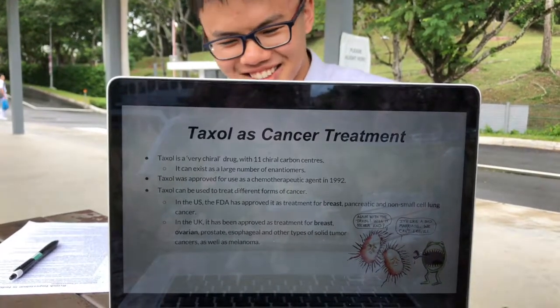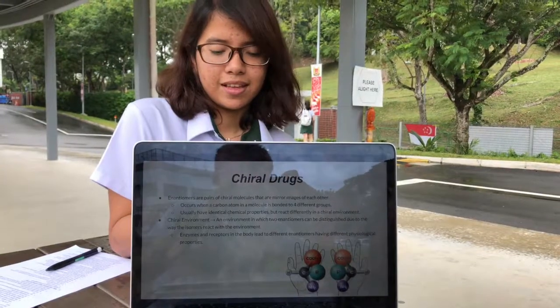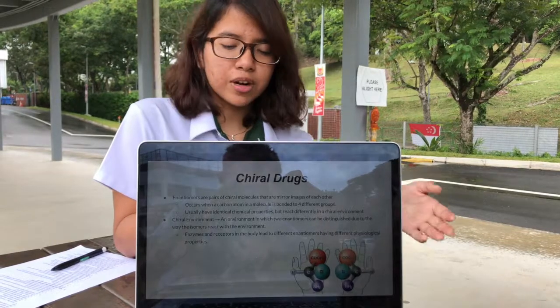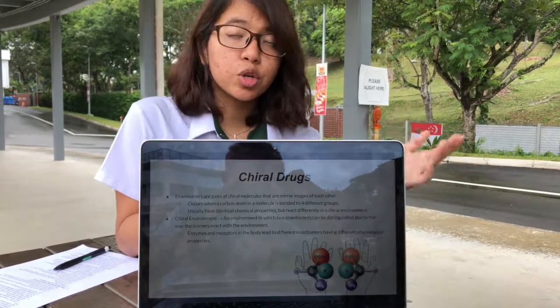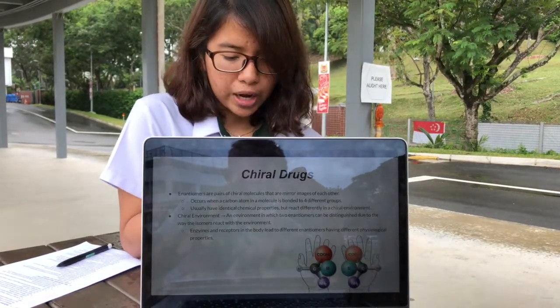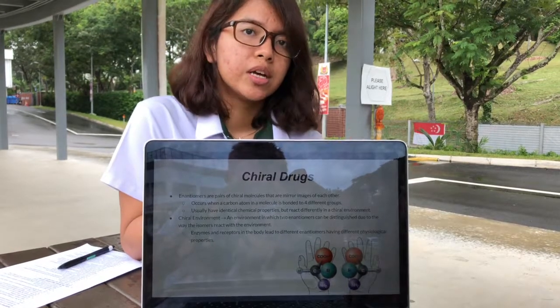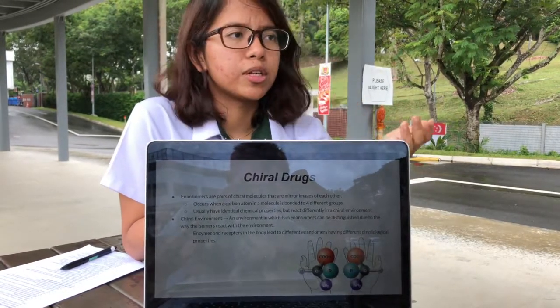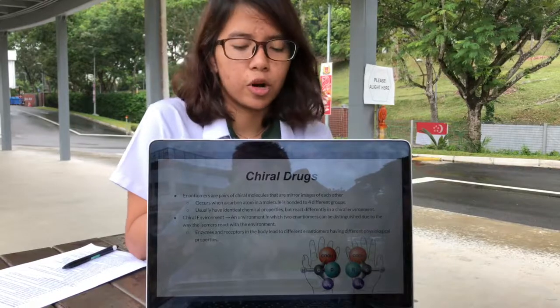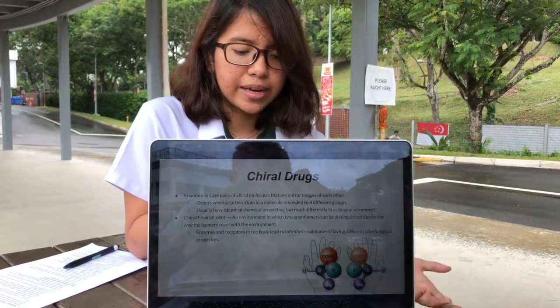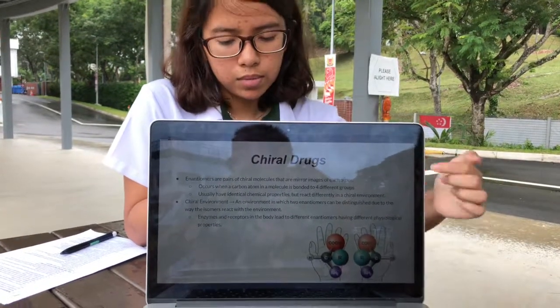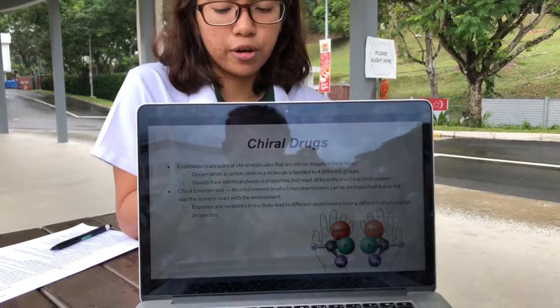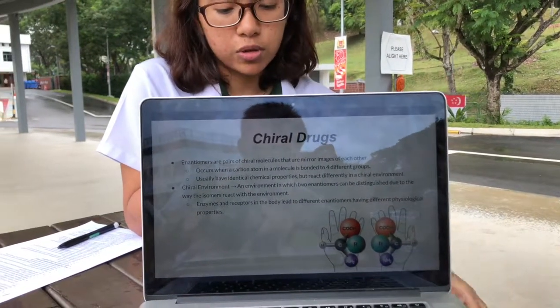So for chiral drugs, we need to understand enantiomers. Enantiomers are pairs of chiral molecules that are mirror images of each other, like we learned in organic chemistry earlier, right? It's like your left hand and right hand, they're mirror images. And chirals are defined as a carbon atom that is bonded to 4 different R groups. We will see later on in the structure.